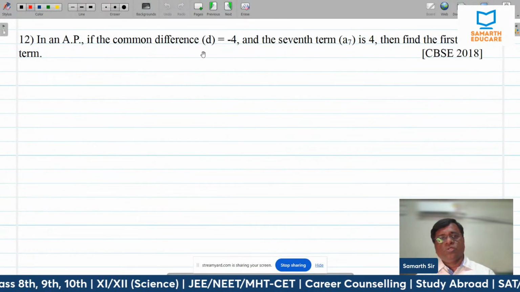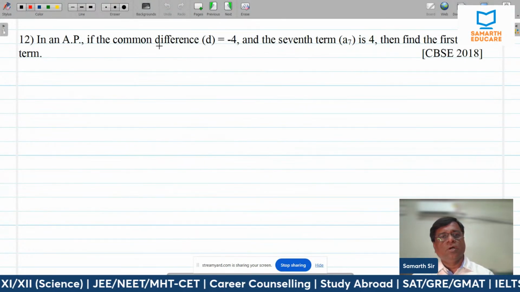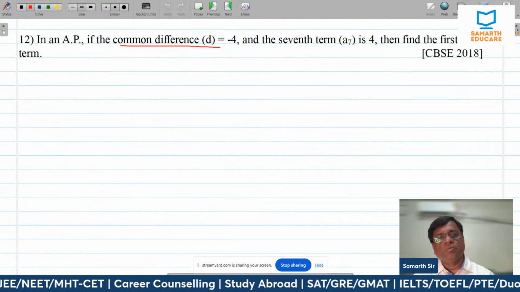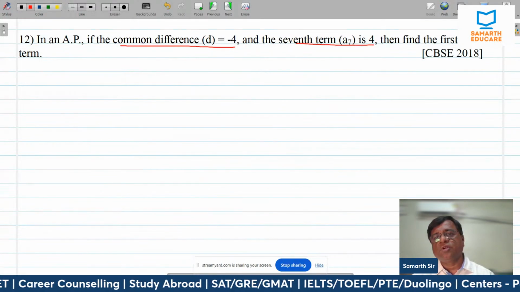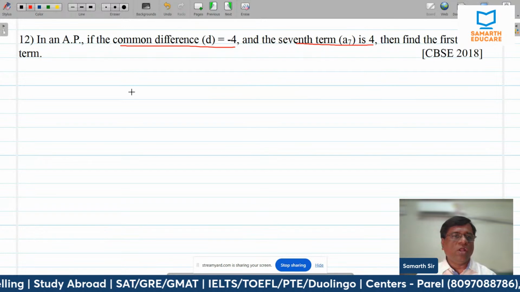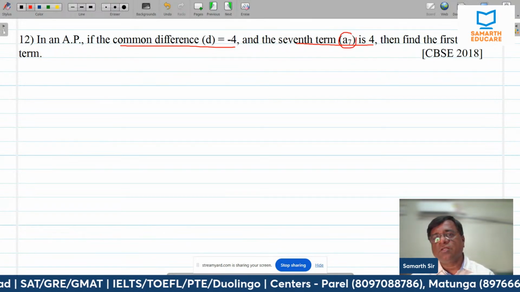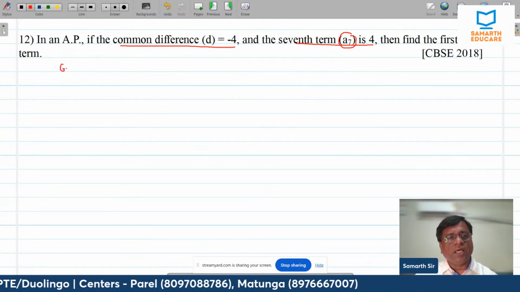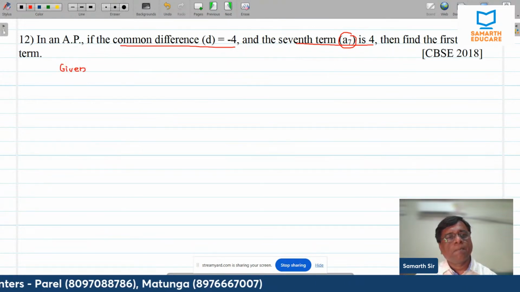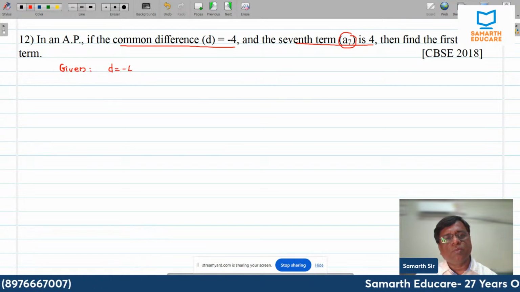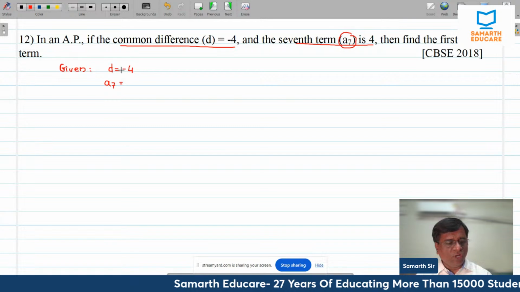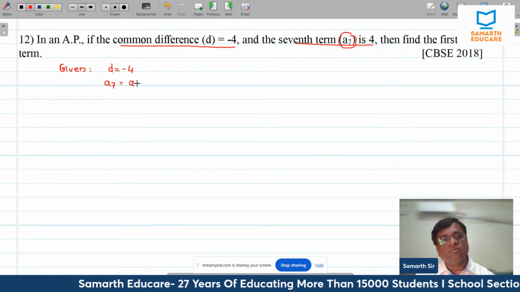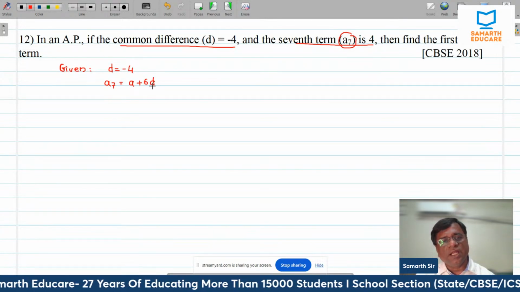So something new here. Common difference is given to me, and the seventh term is given to me. Then the first term. All right. Now he has used a7, right? So we can use a7. Nothing to worry. Now what is given? Given condition is d is equal to -4 and a7 is 4. According to my calculation a7 has to be a plus 6d, right?